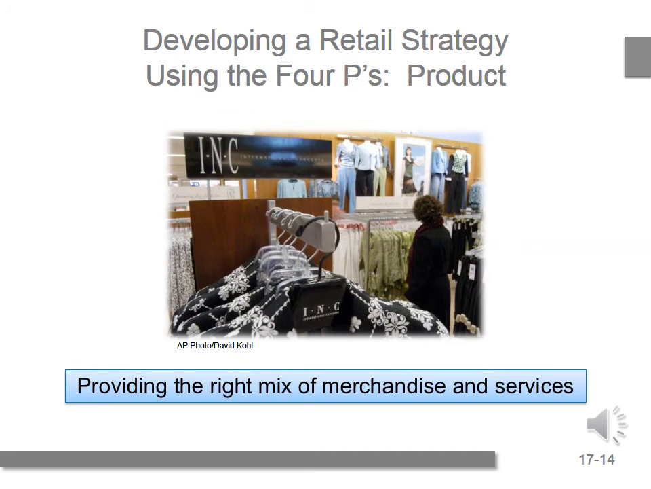Students, we will now discuss developing a retail strategy utilizing the 4 Ps. Product is providing the right mix of merchandise and services to the customers. Students, what is the most important thing that retailers can do in reference to the product? The answer is this: they can provide assortment to the customers.